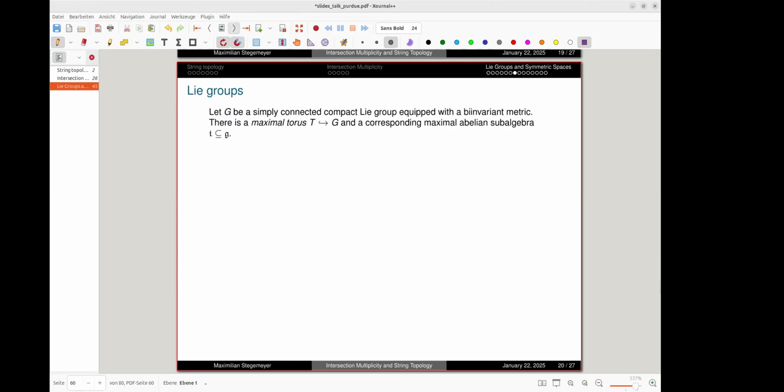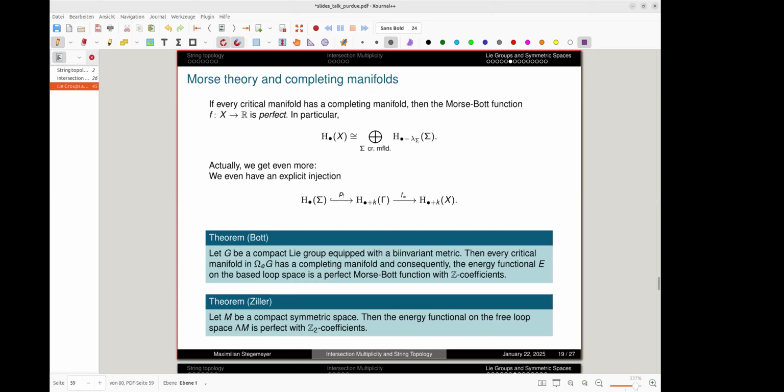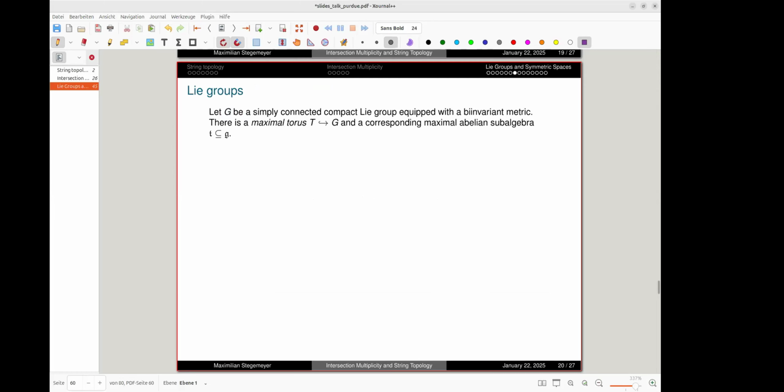Okay, and now the idea is that, as I said, this construction by Bott is very explicit. So the idea is to use this to say something about the string topology operations. And okay, I don't have that much time left anymore, so maybe I will have to be a bit quick at some point, but I wanted to present some details here. If you have a simply connected compact Lie group, we take a bi-invariant metric.